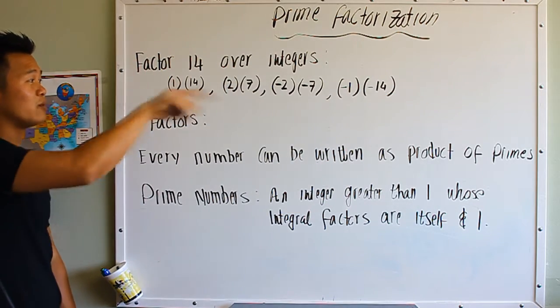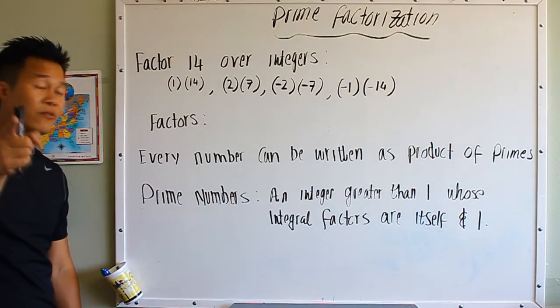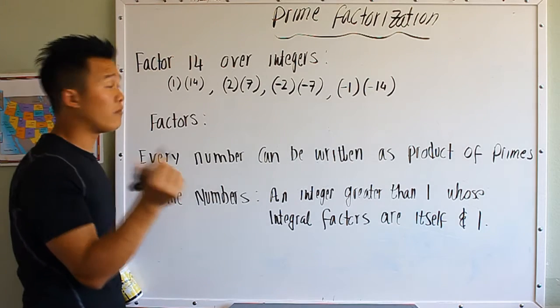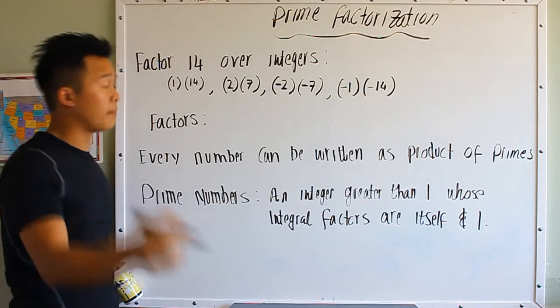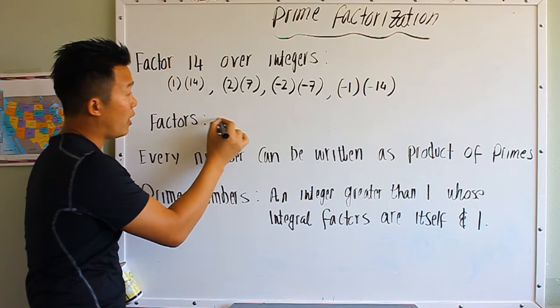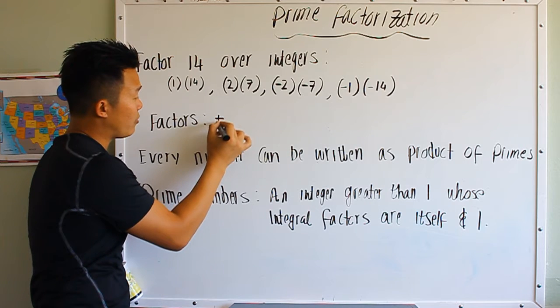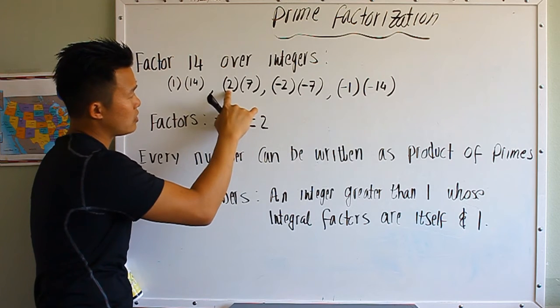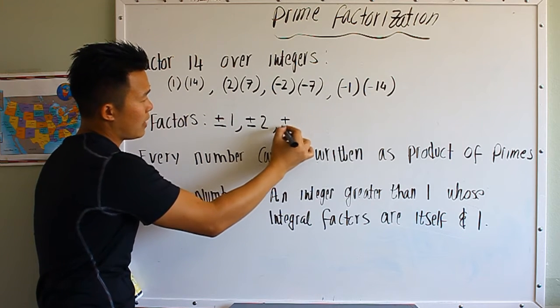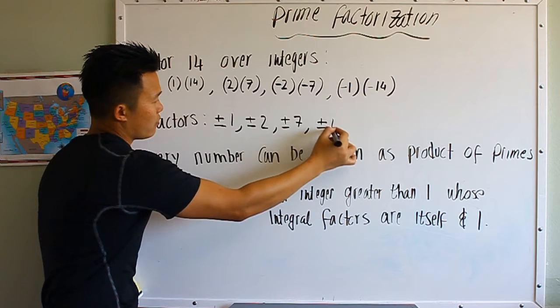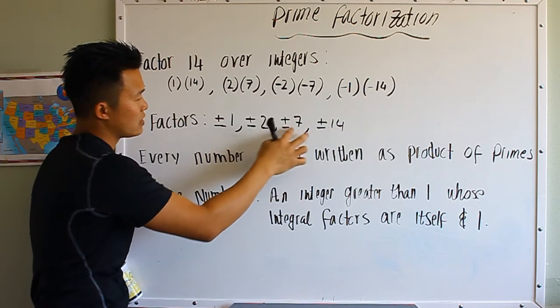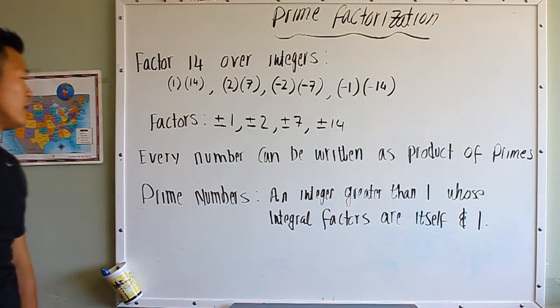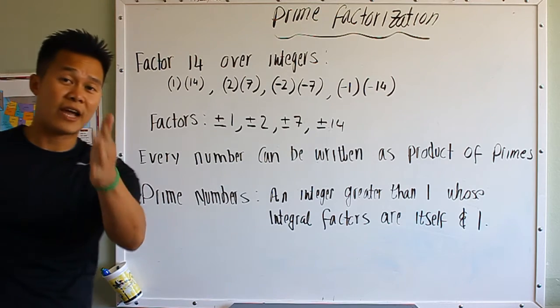So all these pairs, when you multiply them together, you get 14. So what are all the factors of 14? Well, there are 8 of them. They are 1 and -1, which we put together as plus or minus 1, plus or minus 2, plus or minus 7, and then plus or minus 14. So 2, 4, 6, 8. There are 8 of them. Okay, good. So that's how you find factors of a number.